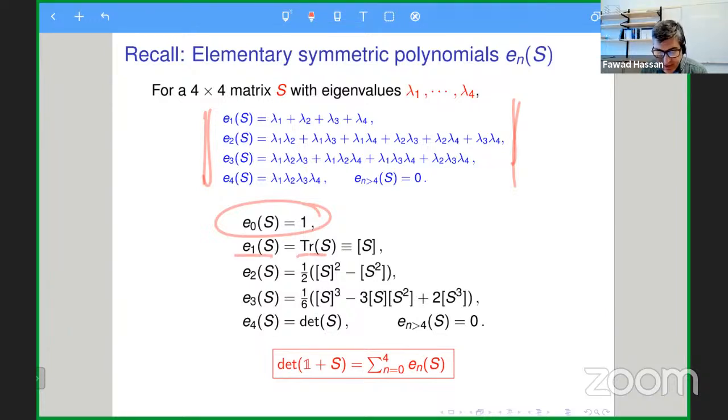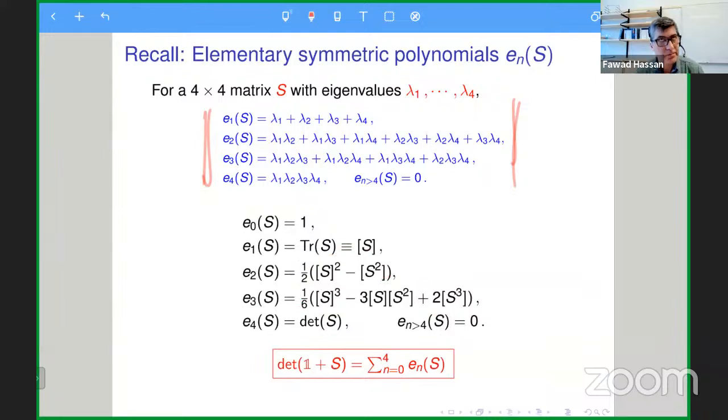E1 is just a trace of the matrix. E2 is a sum of trace of the square and square of the trace, so that combination. Then you have cube powers of the matrix and their traces, and that gives you the third elementary symmetric polynomial, and the fourth one is just the determinant of the matrix.